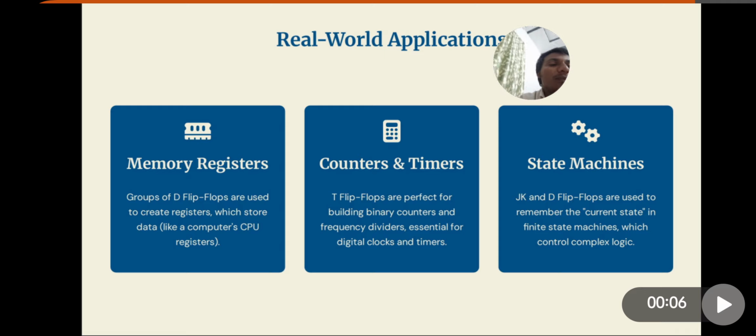And for state machines, if any system needs to do some sequential work, they can be used. JK and D flip flops are both used to hold the current state. It is a finite state machine, which can also control complex logic. We can control it with this.